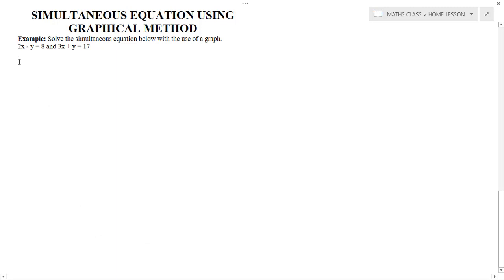Today, based on a request from one of my students, my subscriber, who said he wants an explanation on how to use a graph to solve simultaneous equations. Here is a question that says: solve the simultaneous equation below with the use of a graph. So we are given two equations.